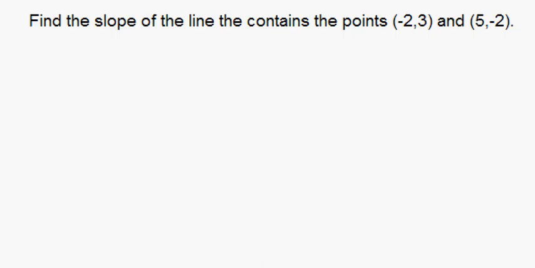Okay, so in this problem, we're asked to find the slope of the line that contains the points (-2, 3) and (5, -2). Now, the first thing for this problem is that we're going to need the slope formula. The slope formula is m equals y sub 2 minus y sub 1 over x sub 2 minus x sub 1. So how are we going to apply this formula to find the slope?